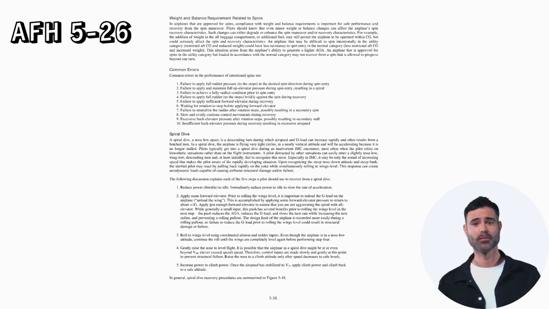5. Increase power to climb power. Once the airspeed has stabilized to VY, apply climb power and climb back to a safe altitude. In general, spiral dive recovery procedures are summarized in Figure 5.18.